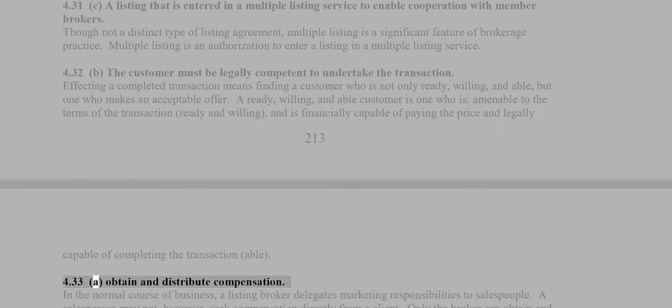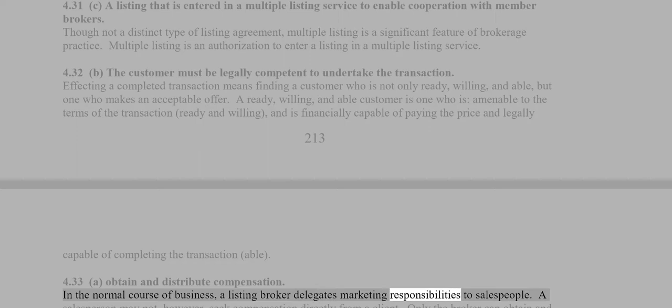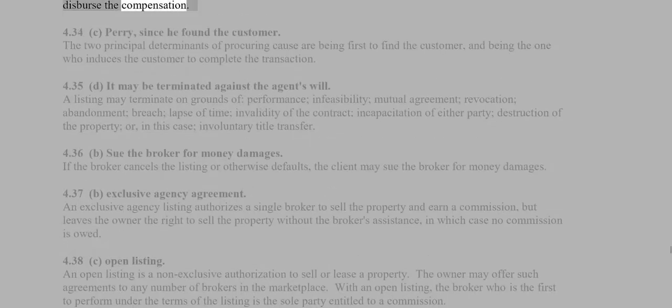4.33 a. Obtain and distribute compensation. In the normal course of business, a listing broker delegates marketing responsibilities to salespeople. A salesperson may not, however, seek compensation directly from a client. Only the broker can obtain and disperse the compensation.